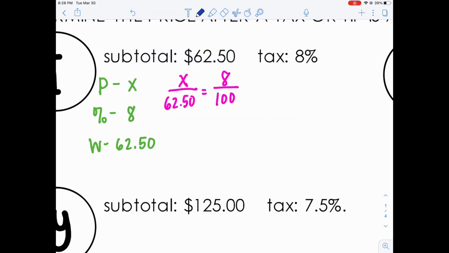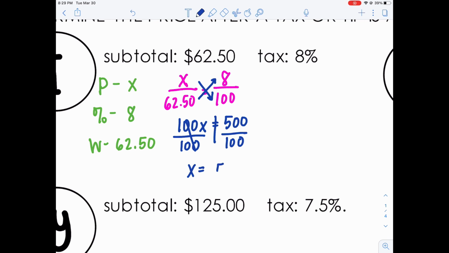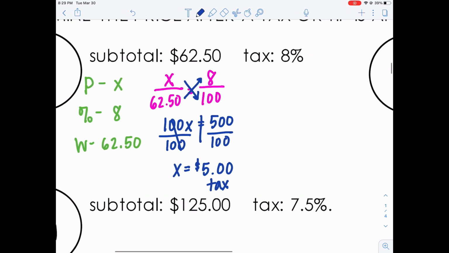Using cross multiplication, I'm going to take X times 100, and I get 100X, and 6250 times 8 equals 500 exactly. Solving this, I'm going to divide both sides by 100, and I am left with X equals 5. Now remember, we're talking about money, so go ahead and put your decimals, so it's $5. That is the amount that you're spending in tax.